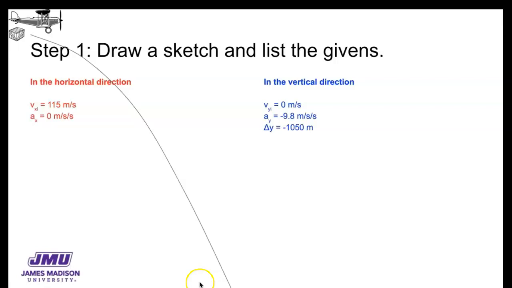And we know the altitude was 1,050 meters, but we want to be careful about this. It's not going from 0 to 1050. It's going from 1050 to 0. So the change in its position in the y direction is negative 1,050 meters before it hits the ground.